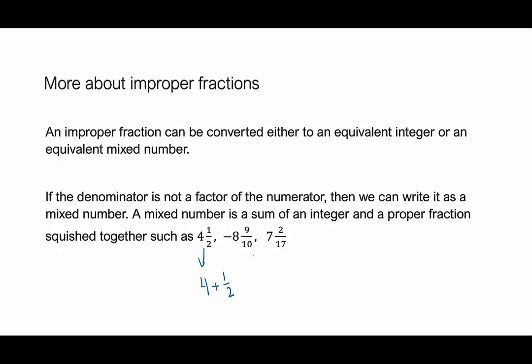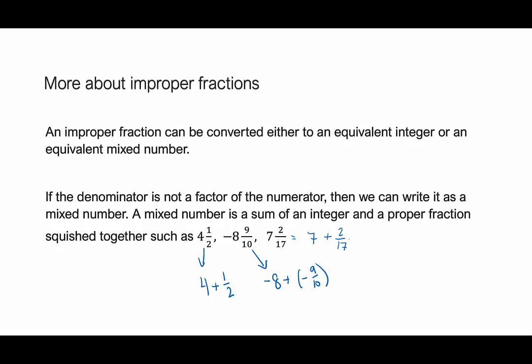Negative 8 and 9/10. So notice when I say it, I use the word "and," which again by itself means addition. Negative 8 and 9/10, this one's a little bit sneaky because that negative belongs to both parts. This is negative 8 and negative 9/10. So we have to be really careful when we do have negative mixed numbers. And then 7 and 2/17 is equivalent to 7 plus 2/17. Okay, so those are what mixed numbers are.